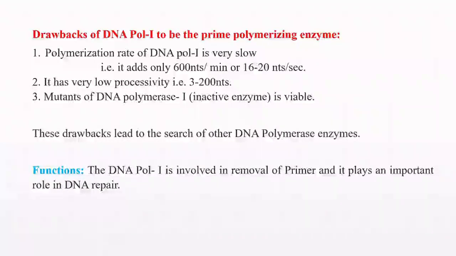And the most important drawback is that mutants of DNA polymerase 1 are viable. That means in spite of an inactive DNA polymerase 1 enzyme, the cell is able to survive. That means some other enzyme is the principal enzyme involved in the synthesis of DNA. These drawbacks led to the search for other DNA polymerase enzymes. Later, due to these drawbacks, DNA polymerase 2 and DNA polymerase 3 were discovered.